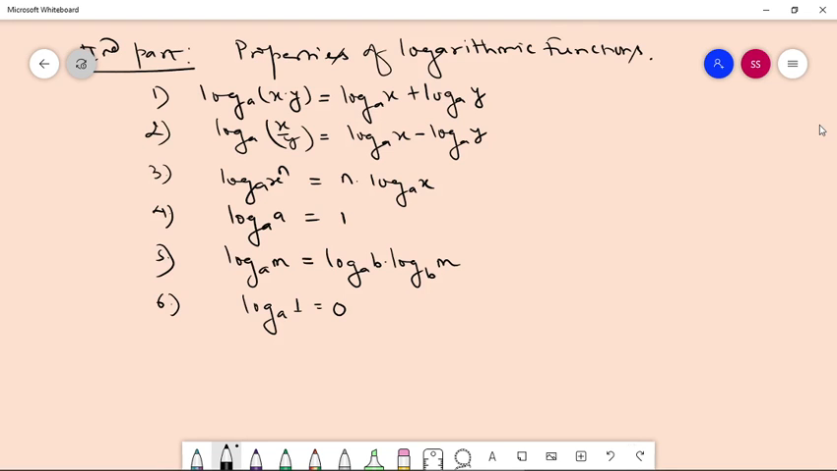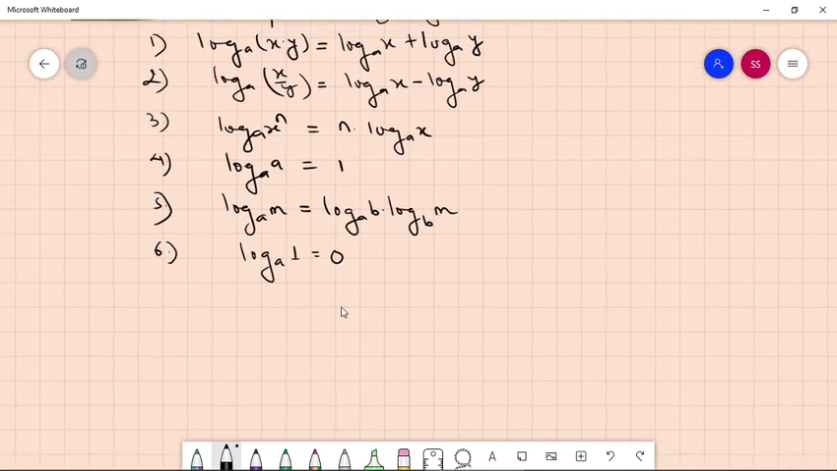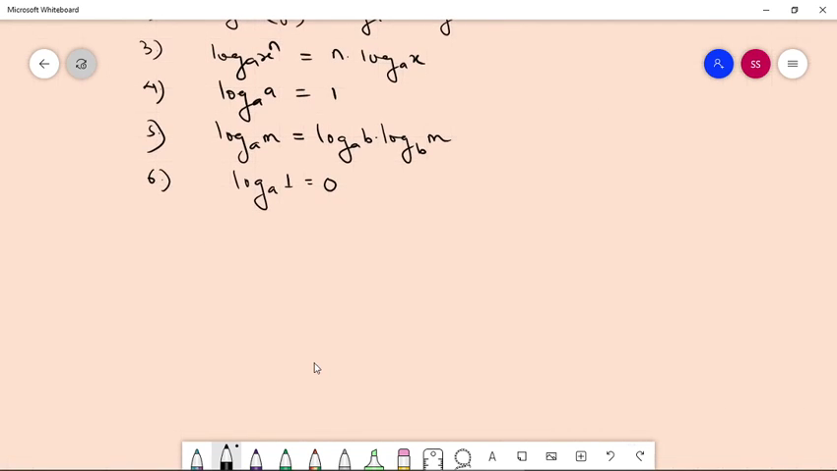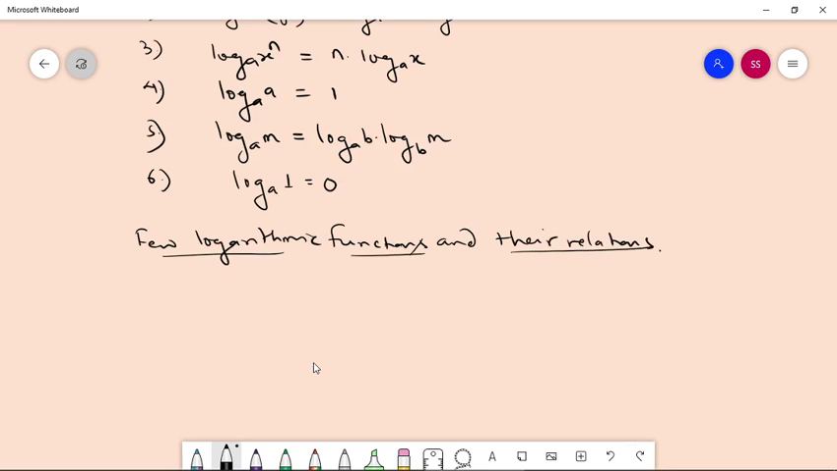And number 6, log a 1 equals 0. And then next part, dear students, few logarithmic functions and their relation. That can be used in this theorem.